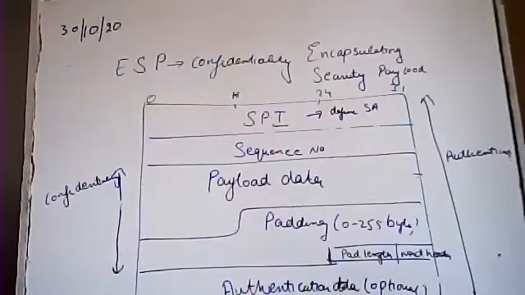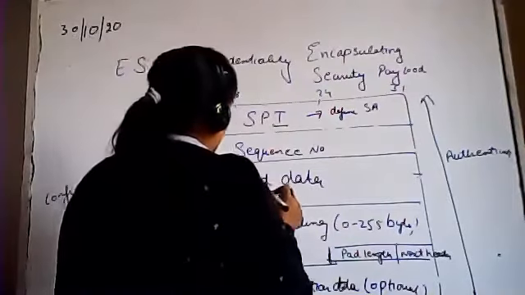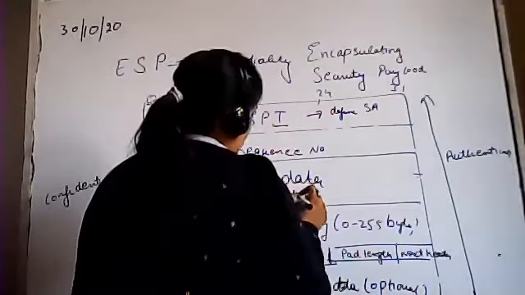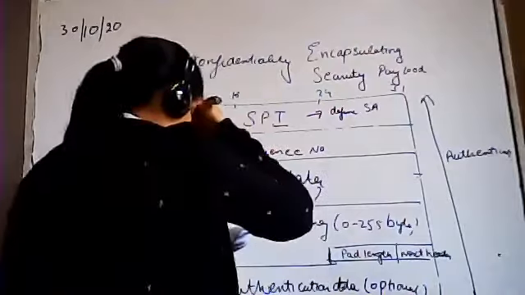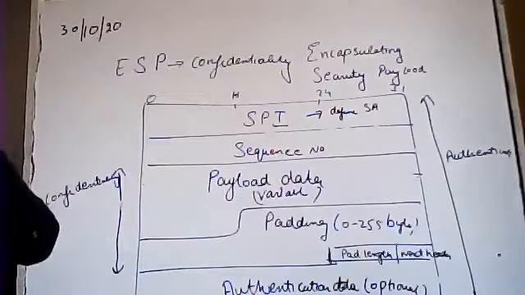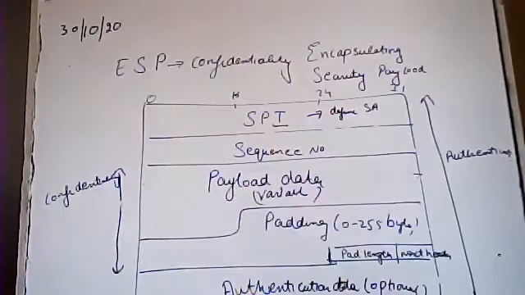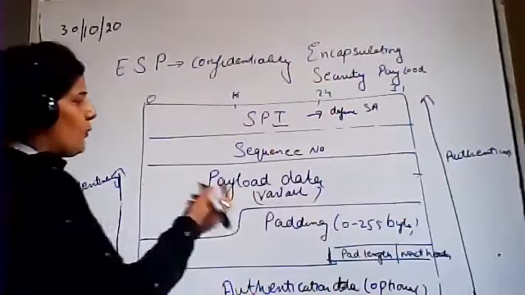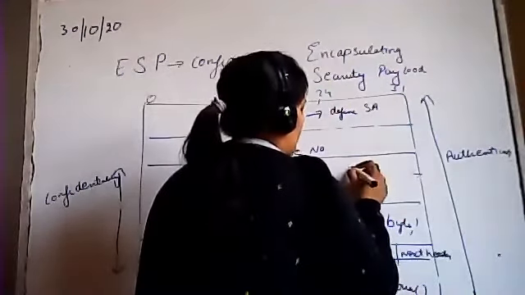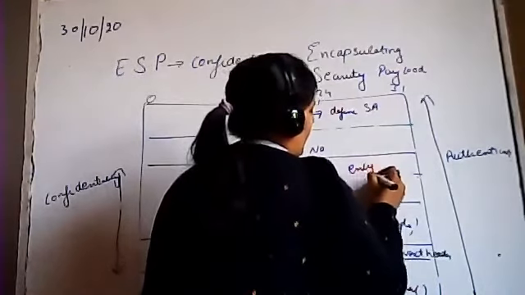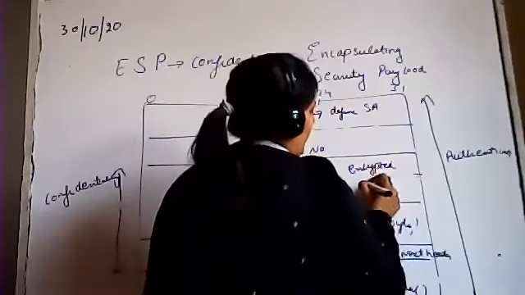Next we have that payload data over here. Now this payload data is variable. Again, this payload data will be the variable part. What will happen is that normal data is in the encrypted format. So in this payload data, we have normal data in the encrypted format. This is the main thing.